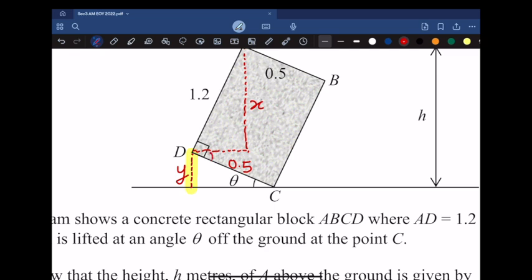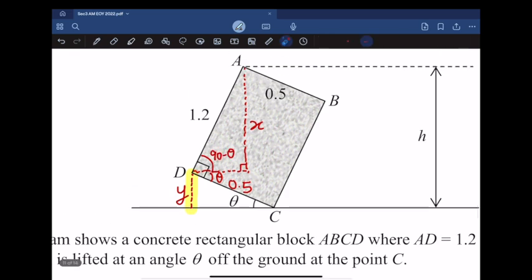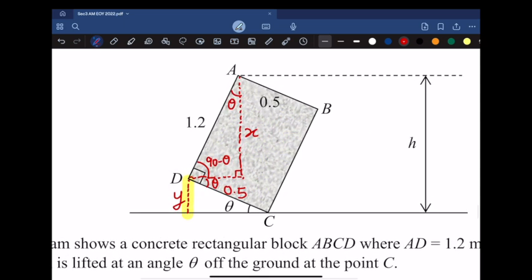This will be theta in this case, and since this angle here is 90 degrees, this angle here is 90 minus theta. Since I make these vertical and horizontal lines, this is 90 degrees, which tells us that within this triangle, this angle here is theta. Therefore now I can formulate an equation. I want to find the value of this x.